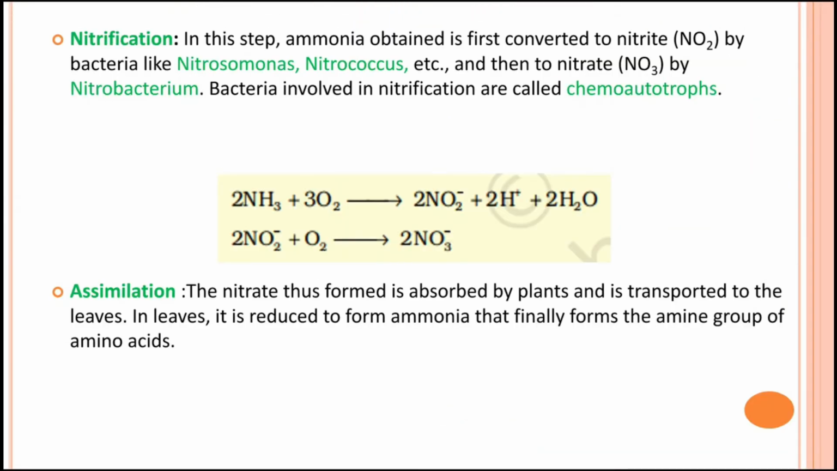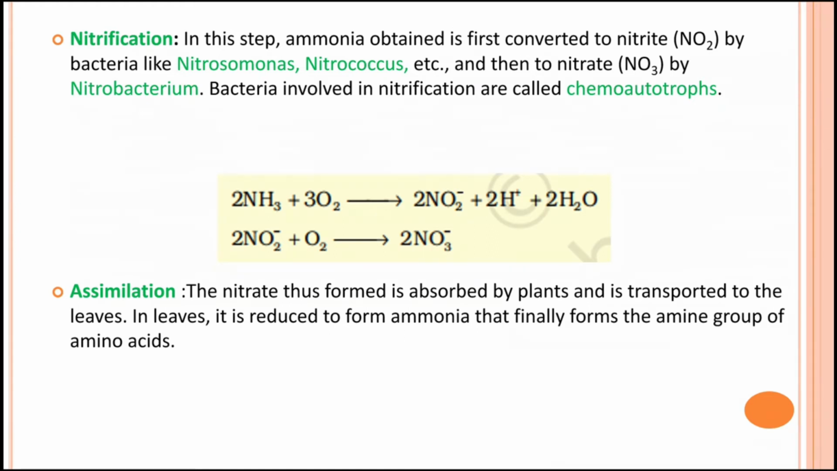The next process after nitrogen fixation is nitrification. Now that we have ammonia, this ammonia will be converted into nitrites and then nitrates by the bacteria Nitrosomonas, Nitrococcus and Nitrobacterium respectively. These bacteria are called chemoautotrophs, and here you can see the reaction. The first step is ammonia being converted into nitrites with the help of Nitrosomonas and Nitrococcus, and the second step is that nitrites are being converted into nitrates with the help of Nitrobacterium or Nitrobacter.